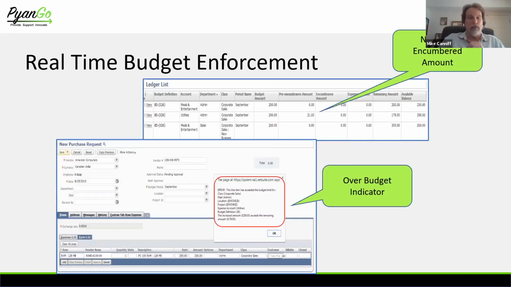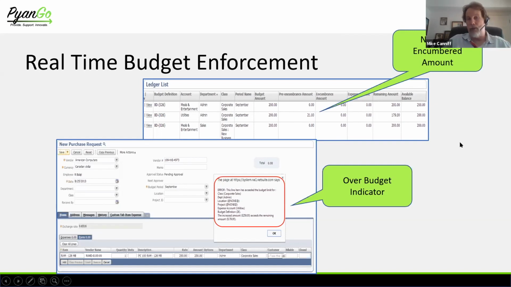The next slide here actually highlights what Piango delivers in the NetSuite platform. So we have what we call a budget ledger that keeps track of the budget impacts, which are slightly different than the GL impacts or the GAAP requirements. And we break it out into that pre-encumbrance, encumbrance, and expense amounts. And you can see on each individual budget line, so this is for the utilities account, admin department, for corporate sales, whatever segmentation is there, we have a $21 encumbrance or pre-encumbrance at the moment. And we've calculated a remaining amount of 170 and an available balance of 200.